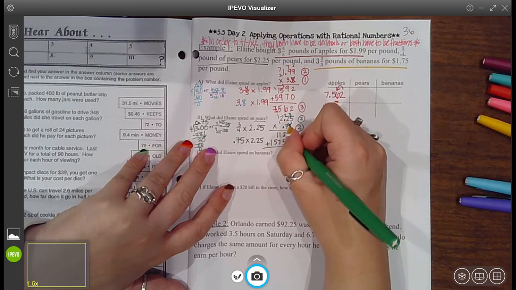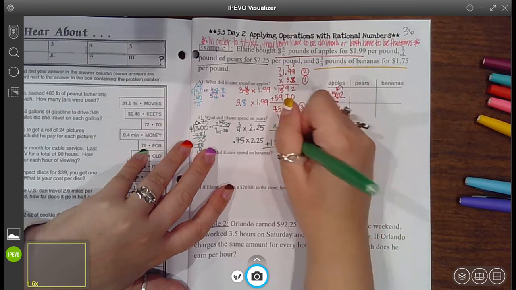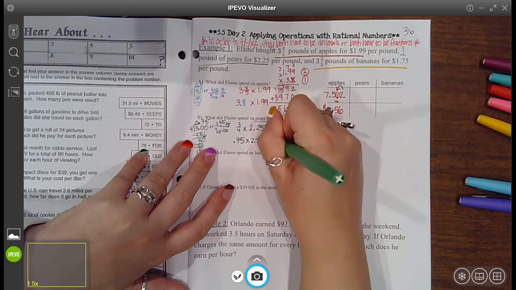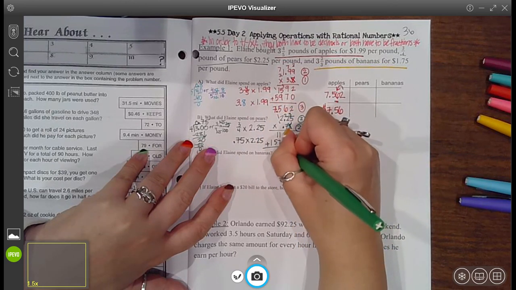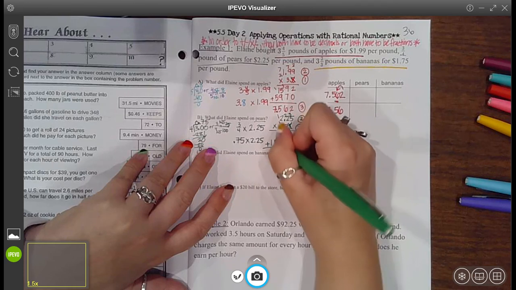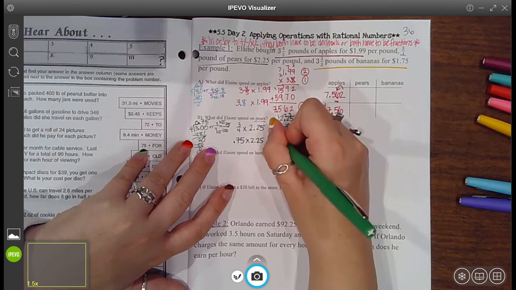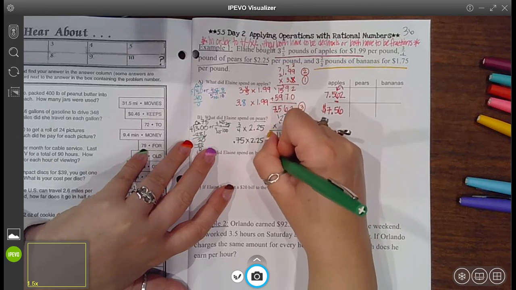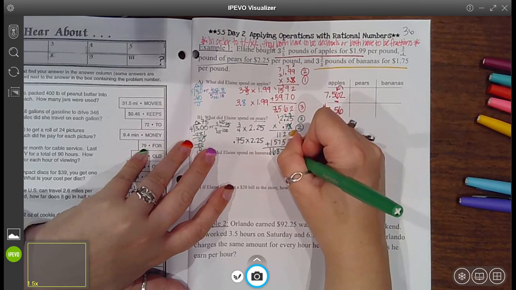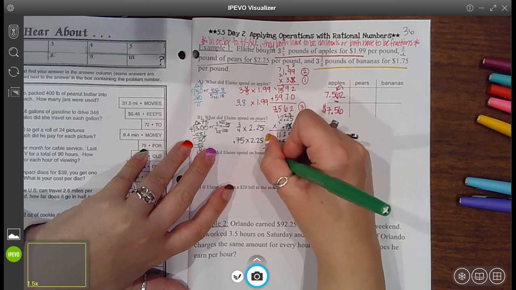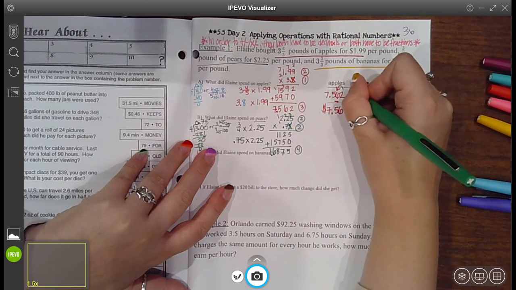Add down. Make sure your columns are straight. If not, sometimes it helps to draw lines in between them to keep them all lined up. 5 and 0 is 5. 2 plus 5 is 7. 1 plus 7 is 8. 1 plus 5 is 6. And bring down that 1. Now I said there needs to be 4 numbers after the decimal. So 1, 2, 3, 4 puts me right there.